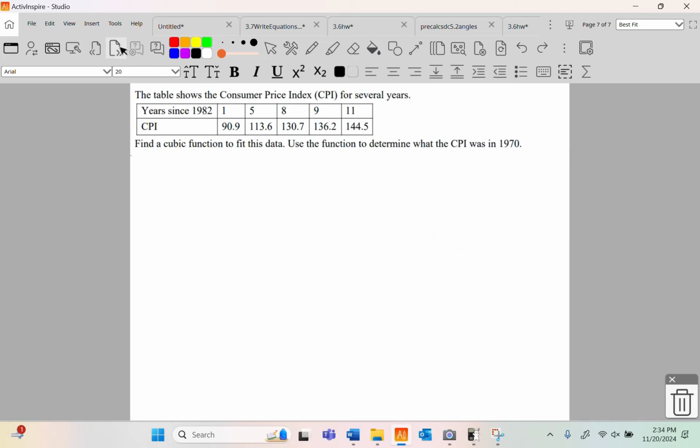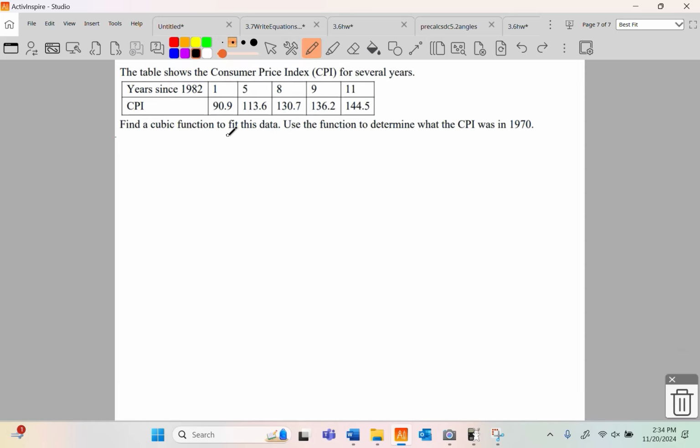People can't buy food. All right? The price that things increase needs to at least be matched by wages, by and large. So it's kind of a big deal. It's called CPI. It says, find a cubic function to fit this data.